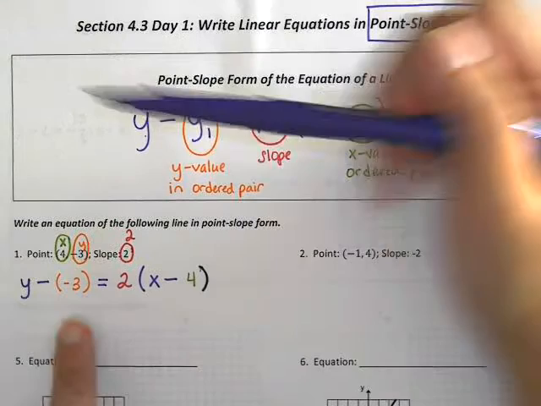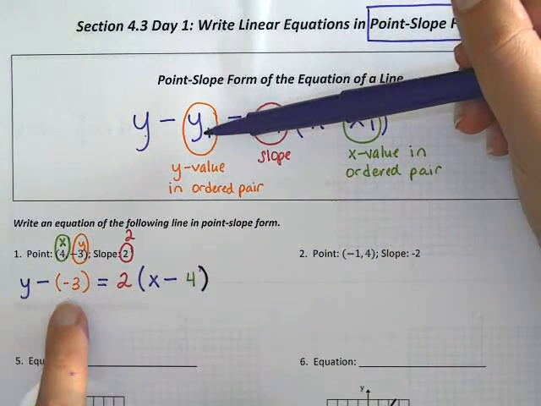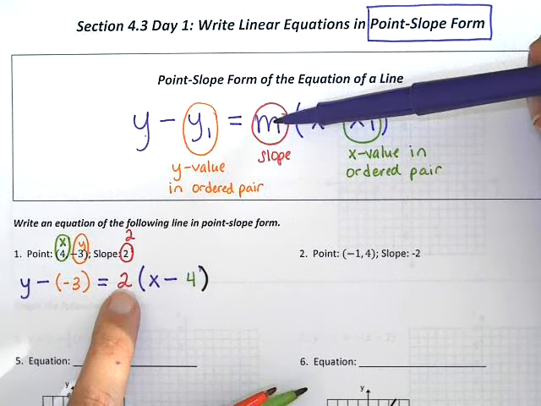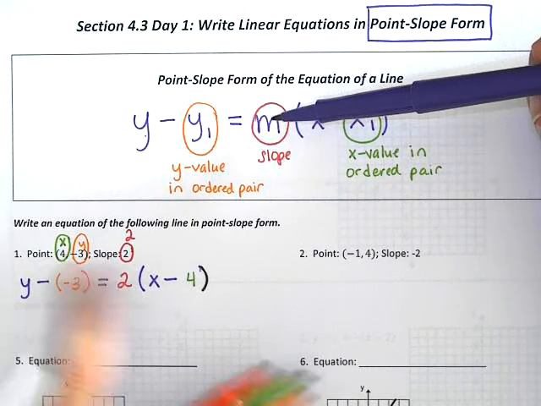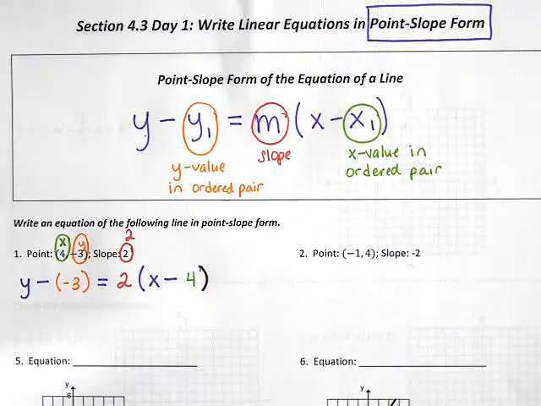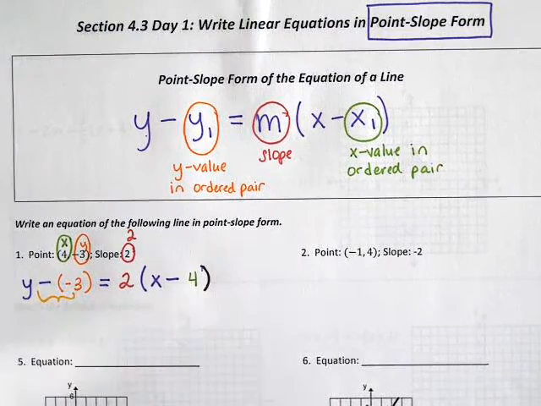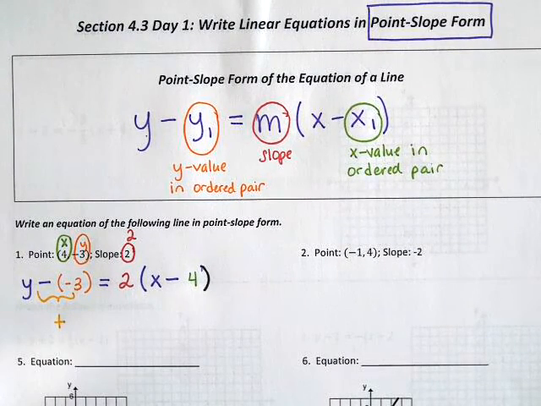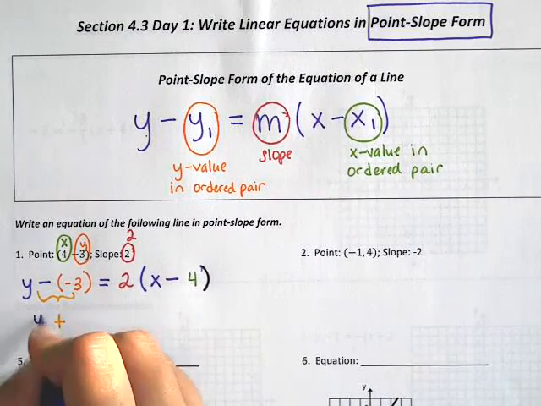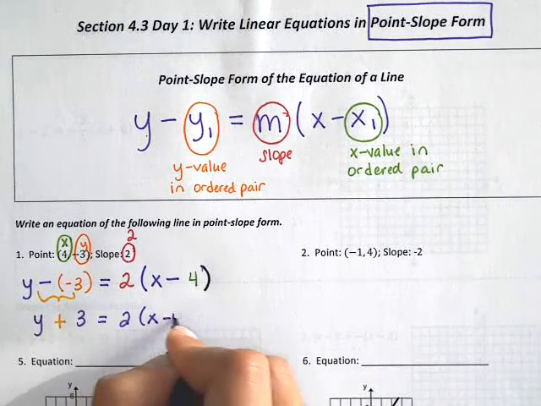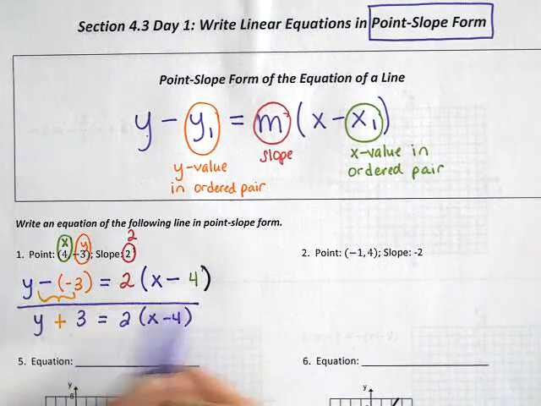So watch where I filled everything in. The y goes by the y. The m goes on the outside of the parentheses. The x goes by the letter x. Last but not least, just simplify. Can we agree that these two negatives would make a positive? Other than that, I'm done. So y plus 3 equals 2 parentheses x minus 4. And I'm done.